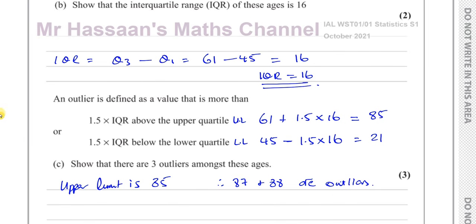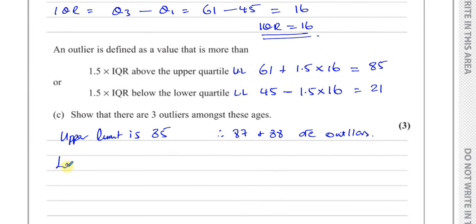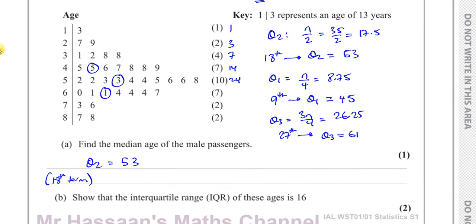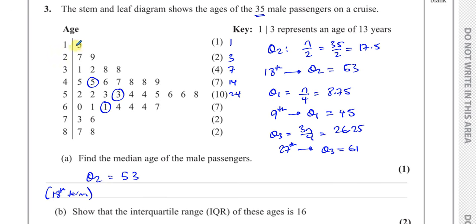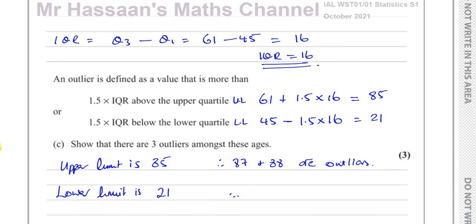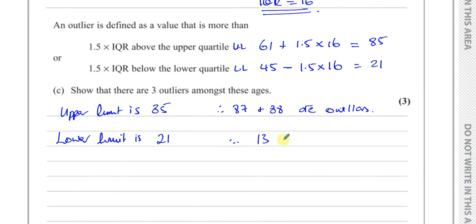So there must be one below it. And we know the lower limit, as we can see here, the lower limit is 21, and therefore, if we look at what's below 21, there's 13, then 27, yeah, 13. There's one number, which is 13, therefore 13 is an outlier.